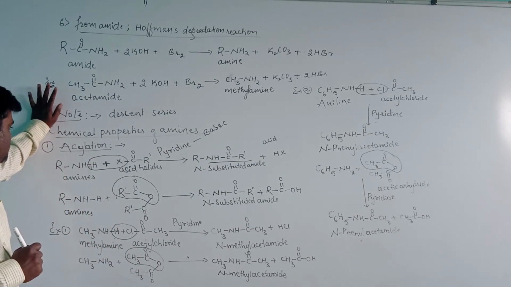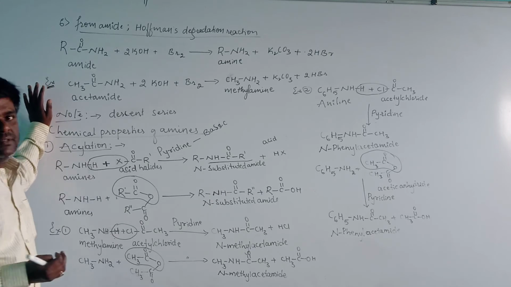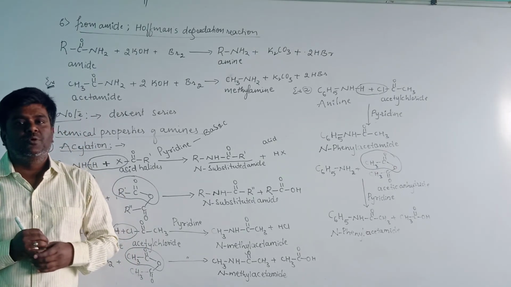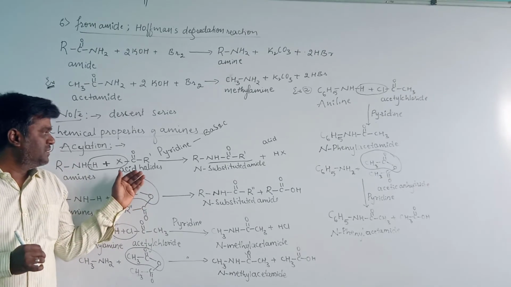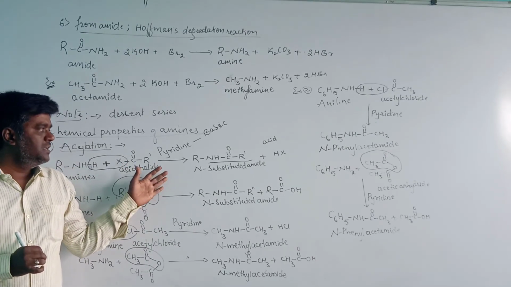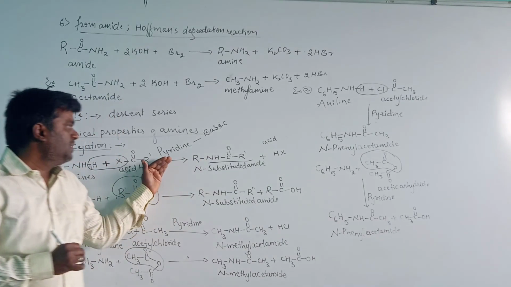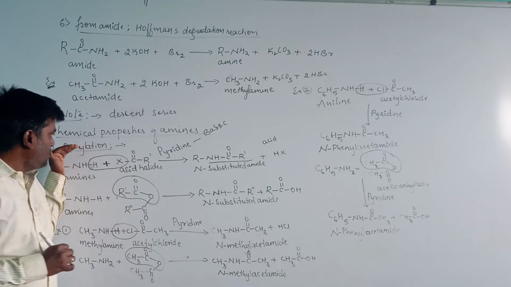In acylation, the amines react with acid chlorides, acid halides or anhydrides, then it will produce an N-substituted amide. The N-substituted amide will be produced in the presence of pyridine. That completes acylation.